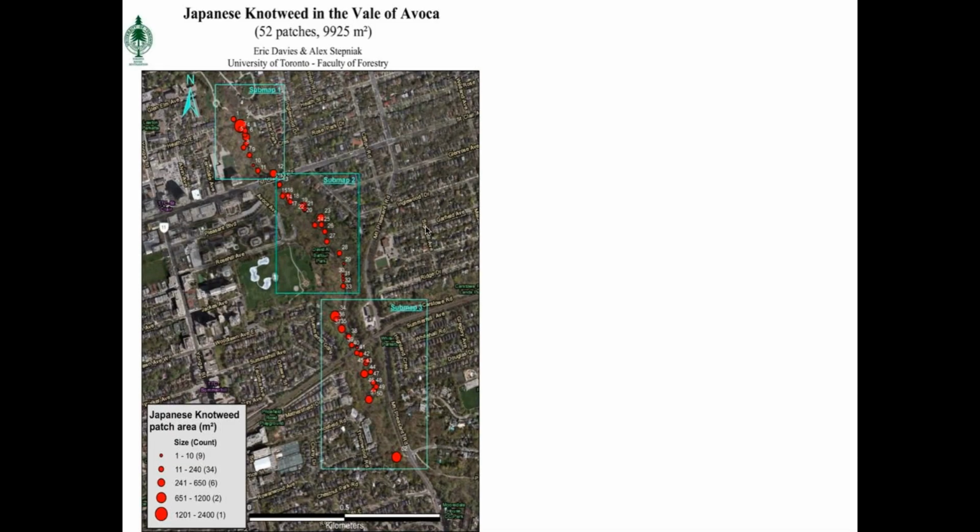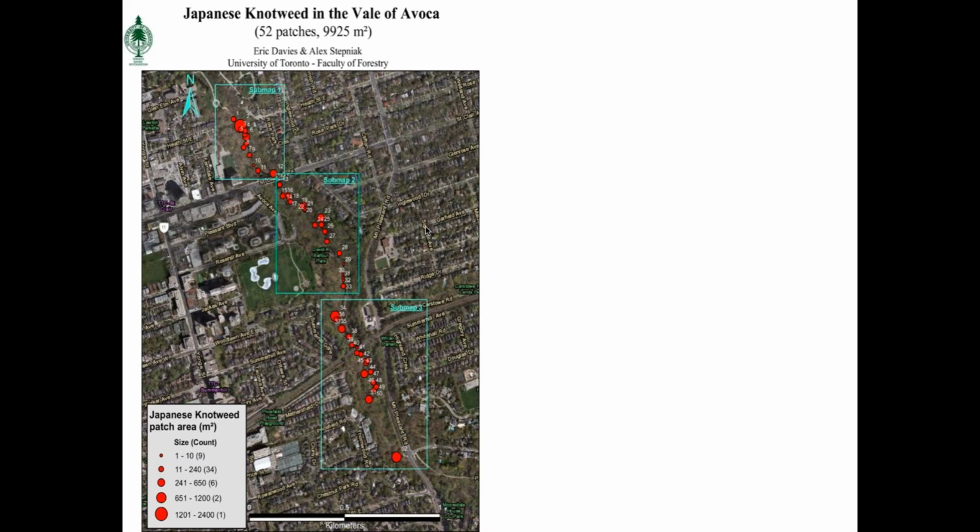If you look at the mapping, it's a sort of distance map look at Japanese knotweed in one of the ravine systems, the Vale of Avoca. And Alex and Eric surveyed this, I think it was 2 years ago, when they walked through and made counts, measurements of the size of the patches. And in the lower left, you can see they converted it to patch size based on square meters.